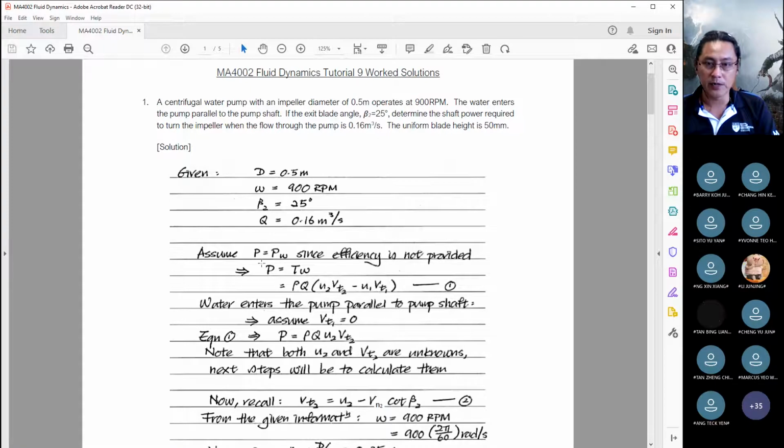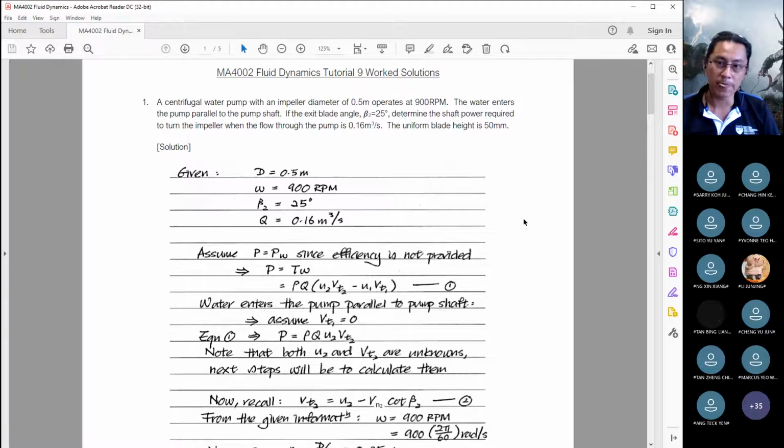Once again, I highly encourage you, when trying to solve problems, whether for this module or any other module, to always list down the information that we're given. It's like crime scene investigation, you know. Before you can do anything, collect all the information that you're able to get. So in this case, these are what we're given. The diameter of the impeller is 0.5 meters. The angular velocity is 900 RPM, clearly. We have to convert it to radians per second for our proper calculations later on. Beta 2 is given as 25 degrees, and the flow rate Q is 0.16 meter cube per second.